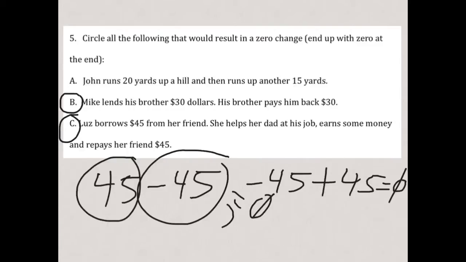So we want to make sure that we look, okay, is there a change? Did it come back? Now, if there's an increase and then another increase and it never comes back to where it started, then there's not a 0 change.